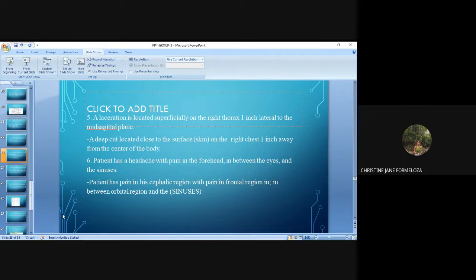For the number 6, patient has a headache pain in the forehead in between the eyes. Our answer, patient has pain in the cephalic region with pain in frontal region in between orbital.